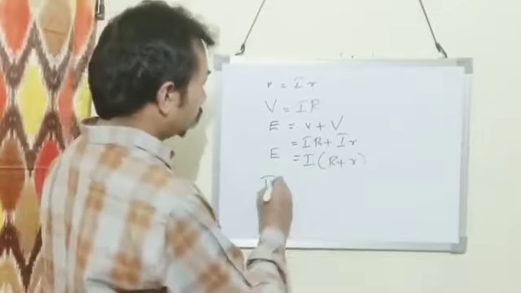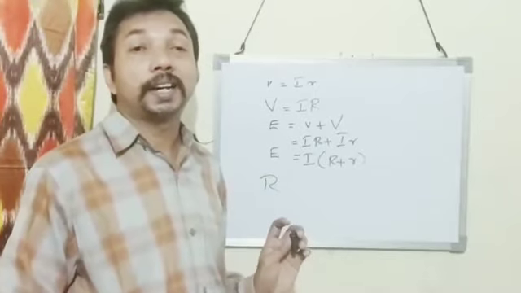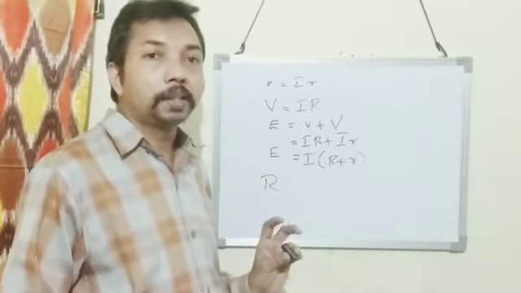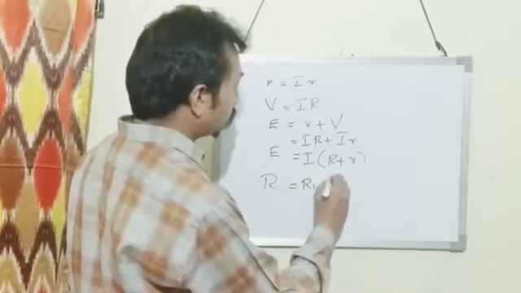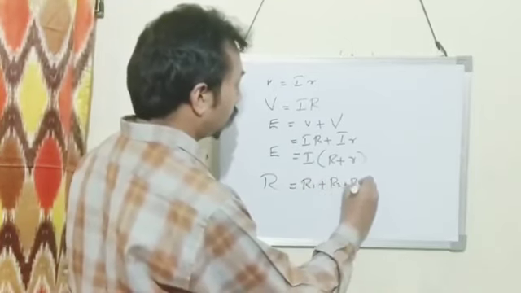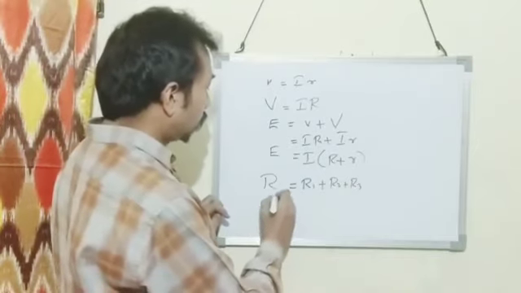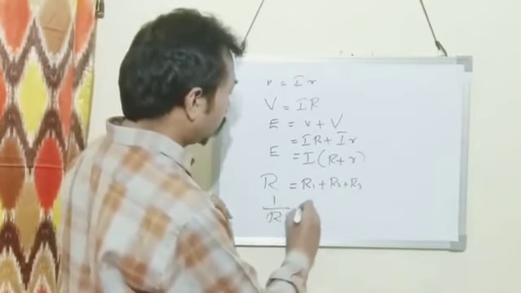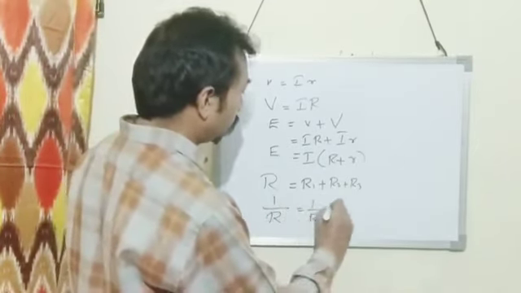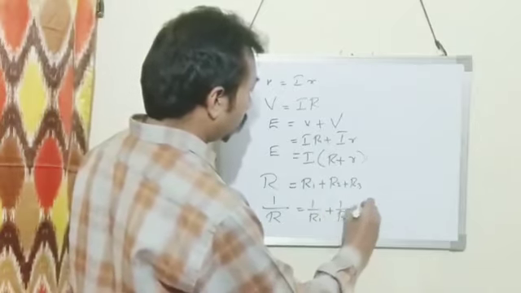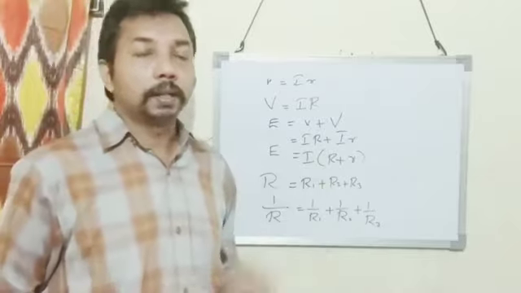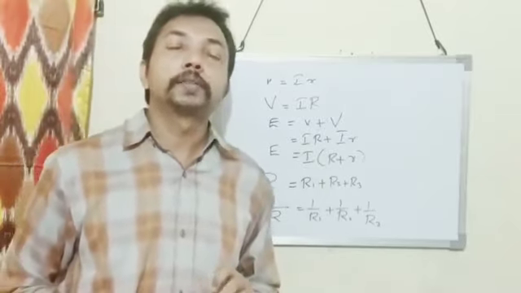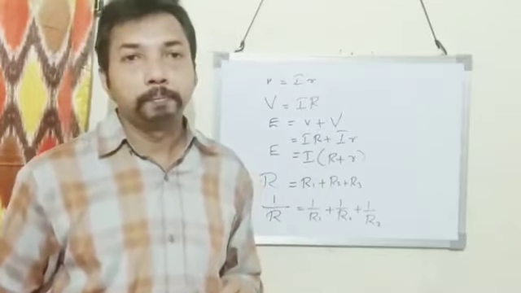Then resistance in series. When a number of resistances are connected in series, we find the total resistance by the formula sum of the individual resistances, R1 plus R2 plus R3 plus etc. Then resistance in parallel: 1 by R is equal to 1 by R1 plus 1 by R2 plus 1 by R3. So these formulas are needed for solving the numericals of 8B.